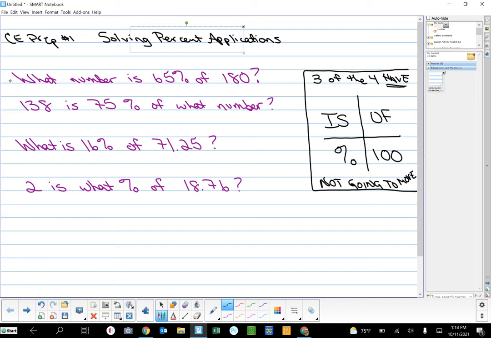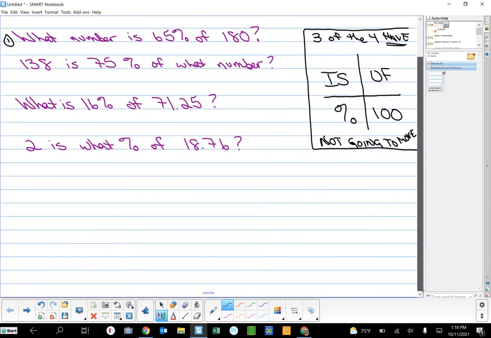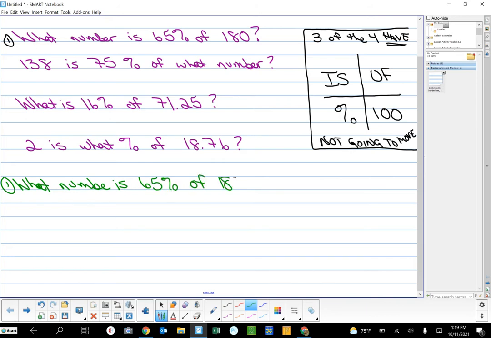All right, we're going to start out with this first one here. What number is 65% of 180? So I'm just going to scroll down just a little bit here, and we'll leave that little box on the paper. And here's what we're going to do. So we're going to take number 1. I had that, but I'll make it green. Number 1. What number is 65% of 180? So we're going to take the plus sign and we're going to fill it in.